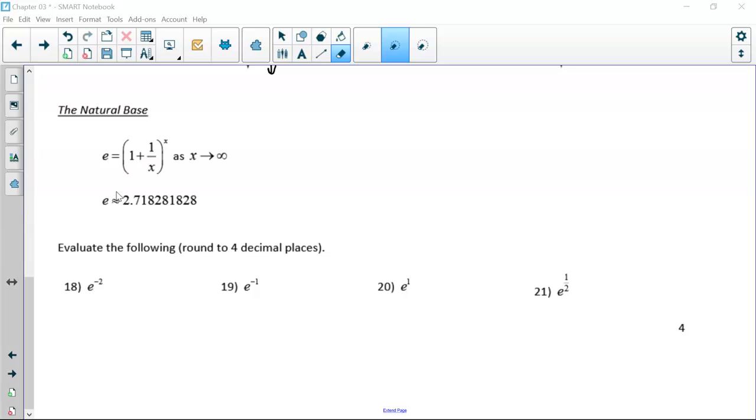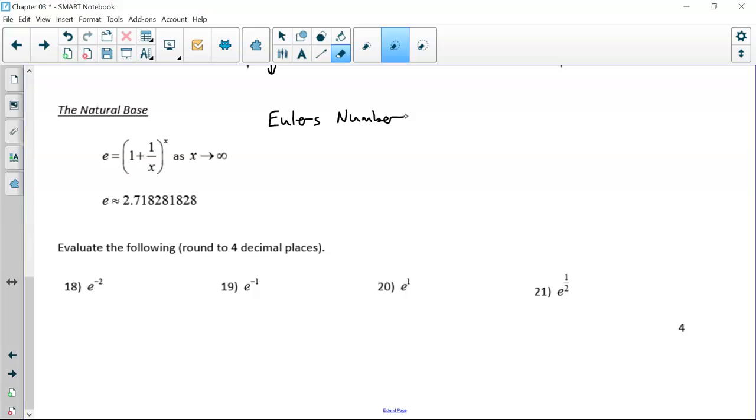It is an irrational number. It's a non-repeating, non-terminating decimal. And what we call this is Euler's number. That's what e is. e is the natural base. Now, your calculators do have an e button, and so does Desmos, so you have access to it.